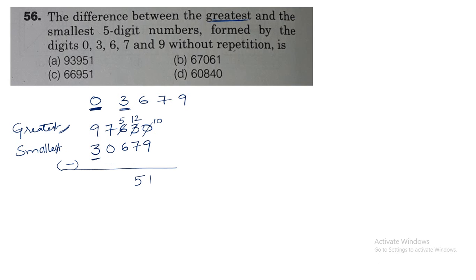Next, from 5 I cannot subtract 6. That's why I am going to borrow from this. So this becomes 15. 15 minus 6 is 9. Then 6 minus 0 is 6. 9 minus 3 is 6. So the answer is 66951.